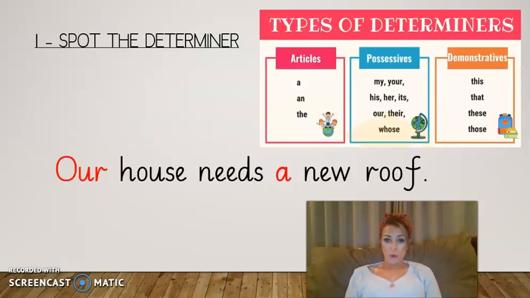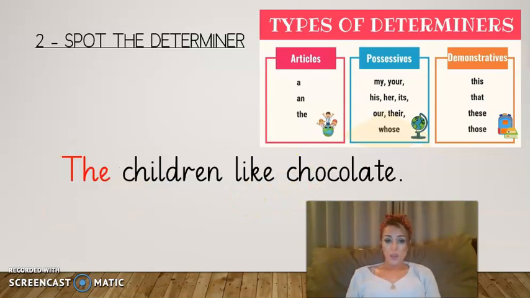We did number 1 before, but we said that our determiners are our and a. Our and a. And this one, if you did the challenge, the extra challenge of telling me what kind of determiners, this one is a possessive and this one is an article. Number 2. The children like chocolate. So you were looking for the determiner, which is the. And if you did the challenge of telling me what kind of determiner, that one is an article.